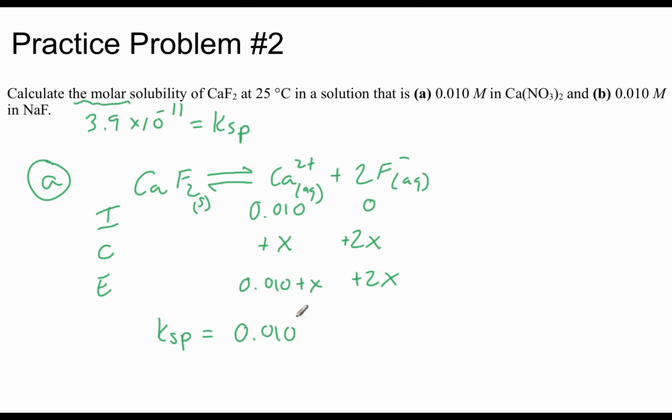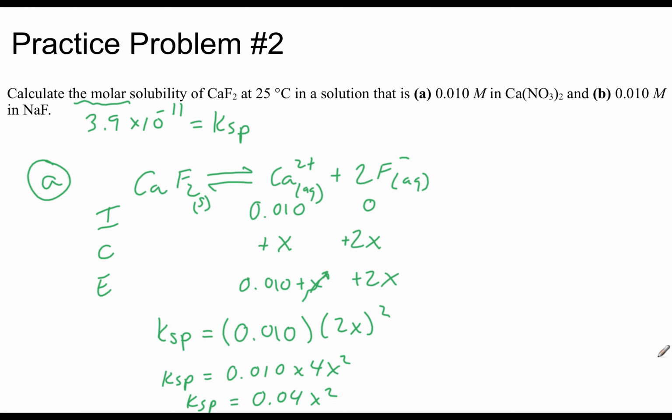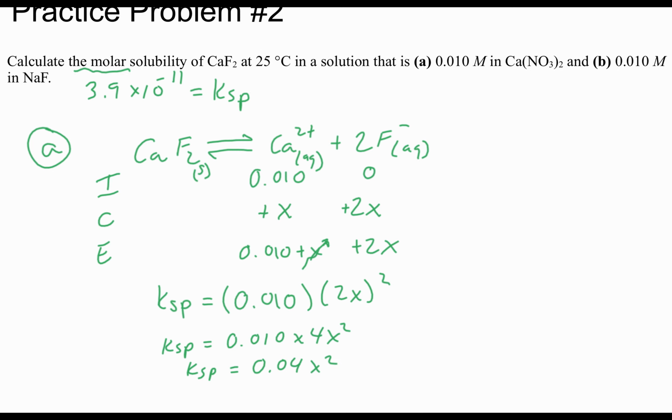I'm going to assume the x is negligible based on the KSP, which is a fair assumption, and I'm going to multiply that times 2x squared. Well, you can see where this is going. Basically, my KSP is going to equal 0.010 times 4x squared, which is really 0.04x squared. And I'm going to solve that.